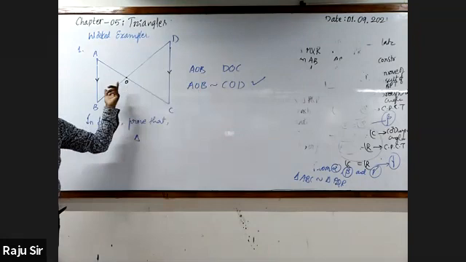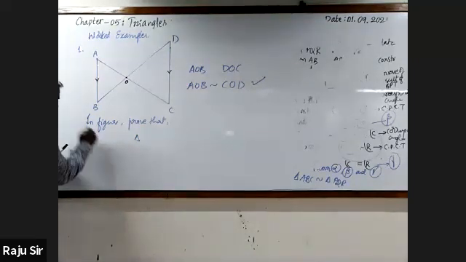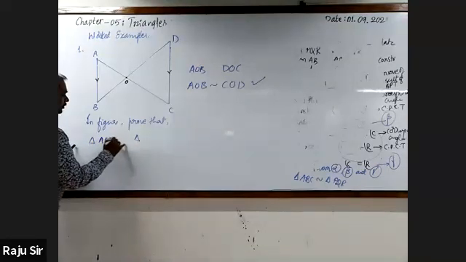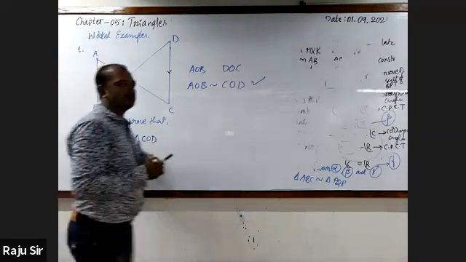Angles AOB and COD are vertically opposite angles. Which congruency can be used for this? Or just AA, sorry, not congruency, similarity. AA similarity. Right. Now prove that triangle AOB is similar to triangle COD.